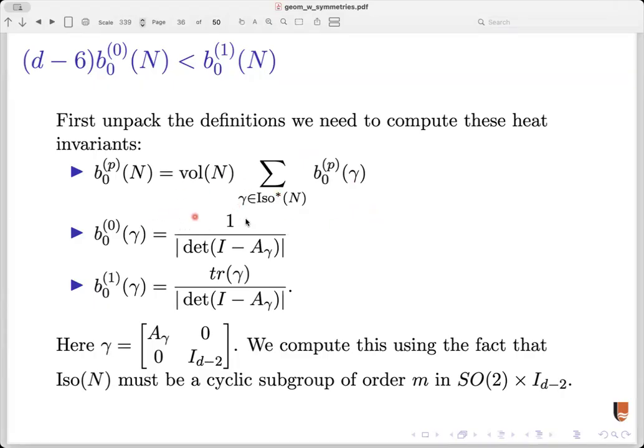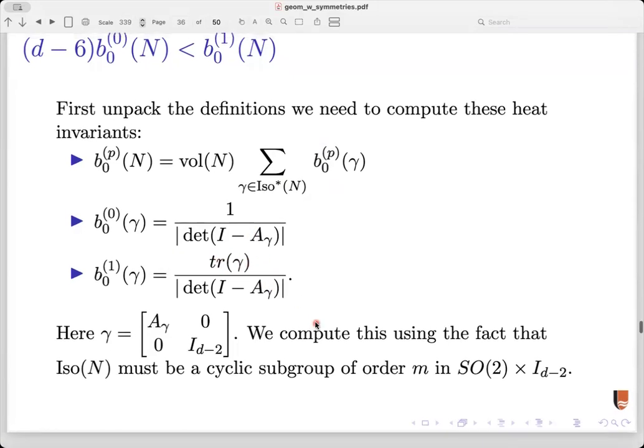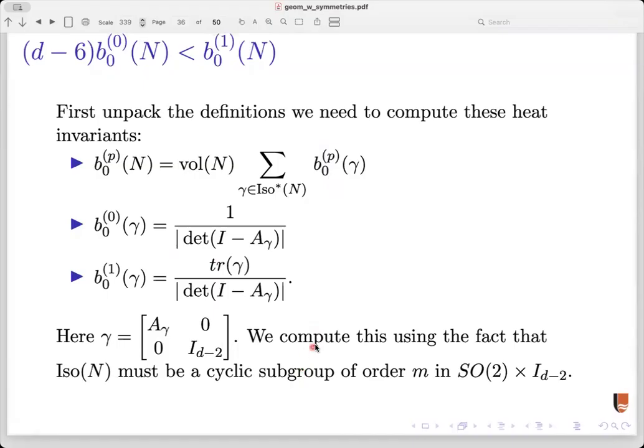Here I break this piece out for the Laplacian on functions and the Hodge Laplacian on 1-forms. The numerators are fine. This is the trace of whatever isotropy element we're working with. The denominators are a little more complicated. What does this mean? We take our isotropy element and represent it as a bunch of fixed directions. So these are all ones. This is an identity matrix corresponding to the d minus 2 dimensional singular stratum. That's a fixed point set.